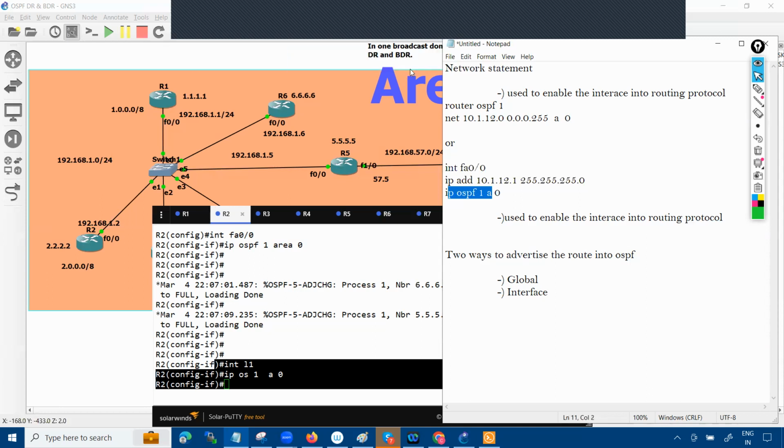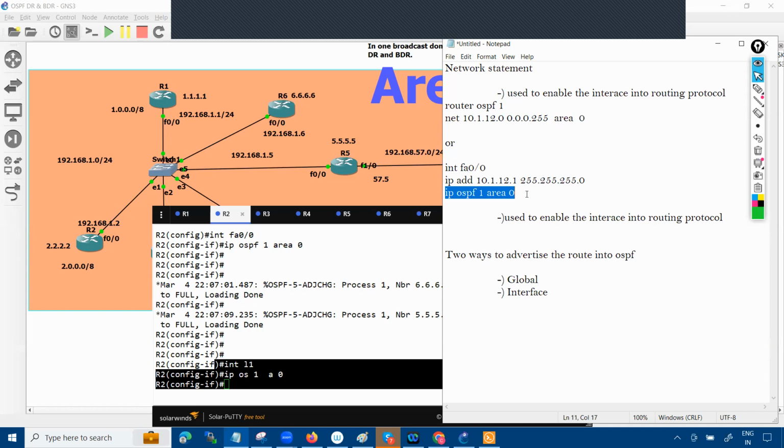IP OSPF. But here you put the IP address 10.1.12.1, then the subnet mask, then IP OSPF 1 area 0. So either you put the wildcard mask, or you just put the IP OSPF 1 area 0. That's it. Anything is fine. Either way.